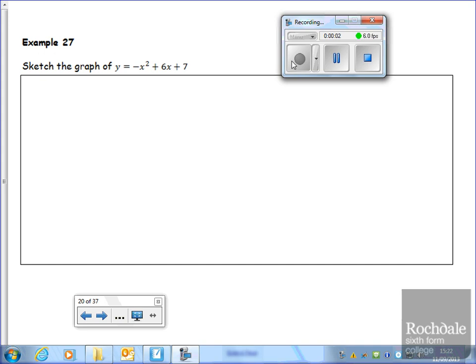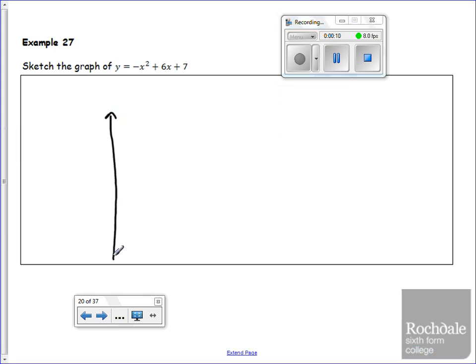C1 Quadratics Example 27. So we need to sketch this graph. It's a quadratic graph. So we know from looking at the equation of the graph that it's got a y-intercept at 7.